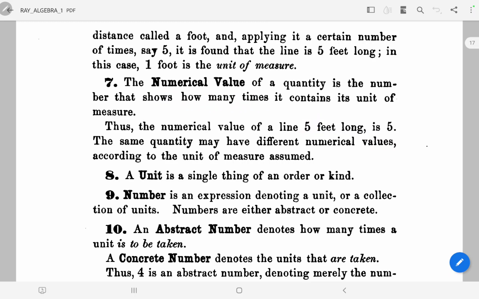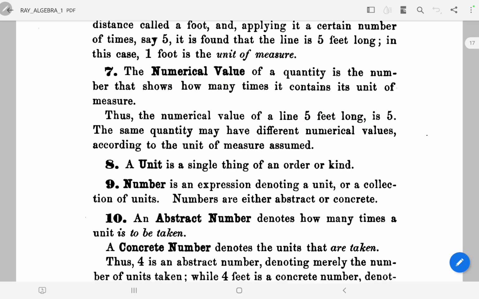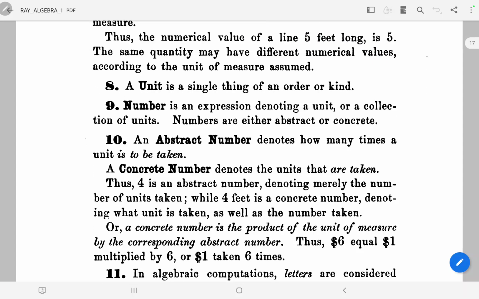And moving on now to Article 8, we read, a unit is a single thing of an order or kind. A unit is a single thing. So anything that we refer to as one of anything, anything we refer to as one is a unit.